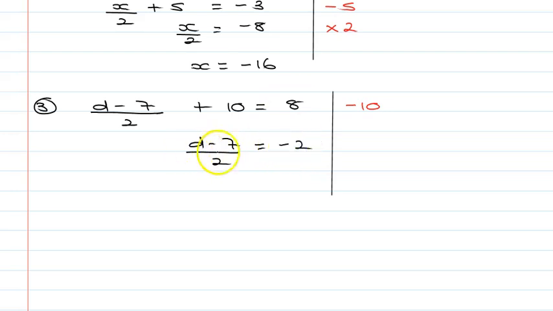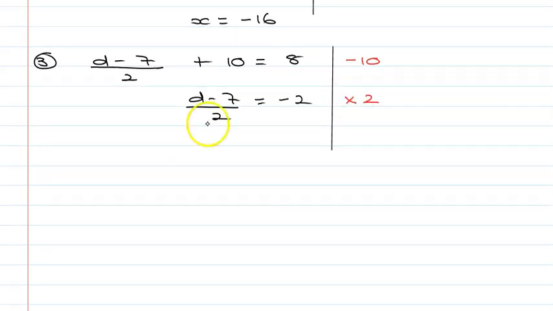Because the whole of this is divided by 2, to undo that I'm going to multiply by 2. So multiplying both sides by 2 leaves me just with d minus 7 on the left and minus 4 on the right. The final step is to add 7 to isolate the d, so I'm going to add 7 to both sides, leaving me with d equals minus 4 plus 7, which is 3.